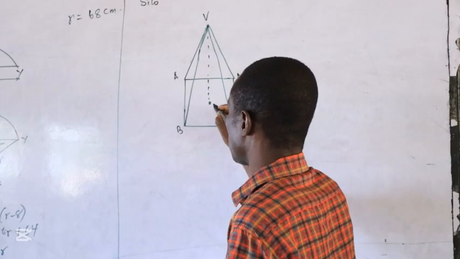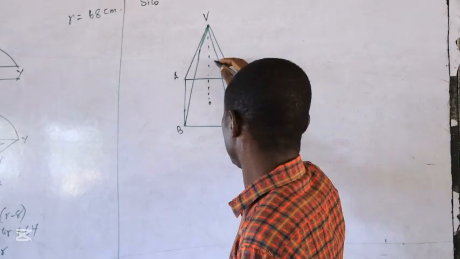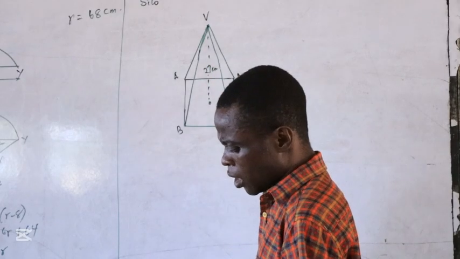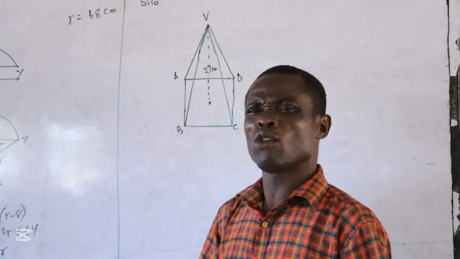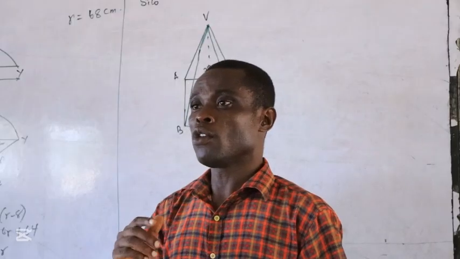If you stop at the midpoint of this base here, and what is the height? 27. Height is 27 centimeter. Okay? Then we have been given the volume. But what is the volume of a pyramid? What? If you know it, stand up, please.